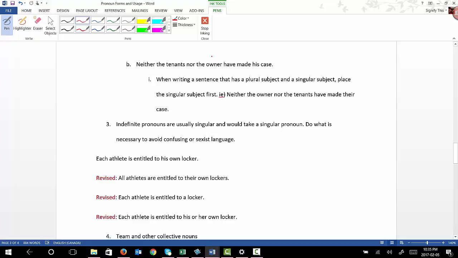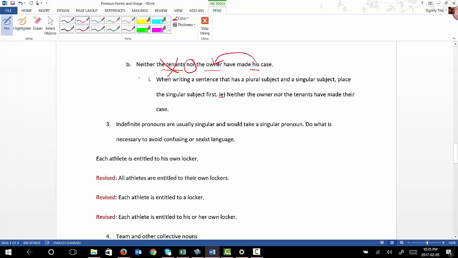When we have something like "neither the tenants nor the owner have made his case," it sounds kind of awkward because tenants is plural, but owner is singular. But we have this nor in the middle, which means that we're not going to worry about this, and all we're concerned about is the owner. The owner is singular. In this case, his is also singular.